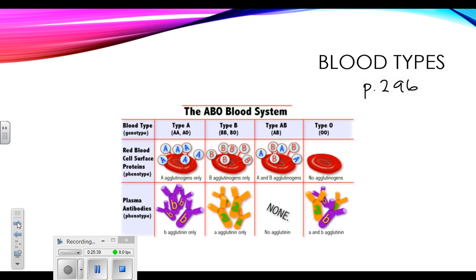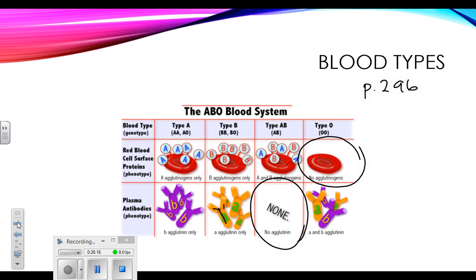If you have blood type B, you have Bs on the surface of your red blood cells, and you have antibodies, these little Y-shaped things, for A. If you have type AB, you have both, and then there are none in your plasma. And if you have type O, you have nothing on the surface. So these two are pretty important. The fact that one of them has nothing on the surface, the fact that one of them does not have antibodies in the plasma. So this is just a picture representation of what we just saw.